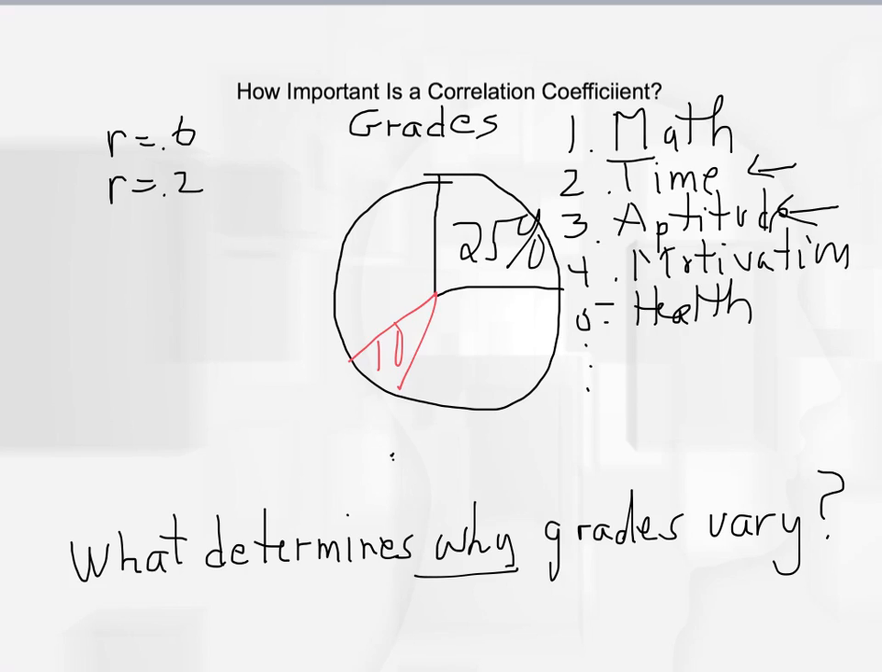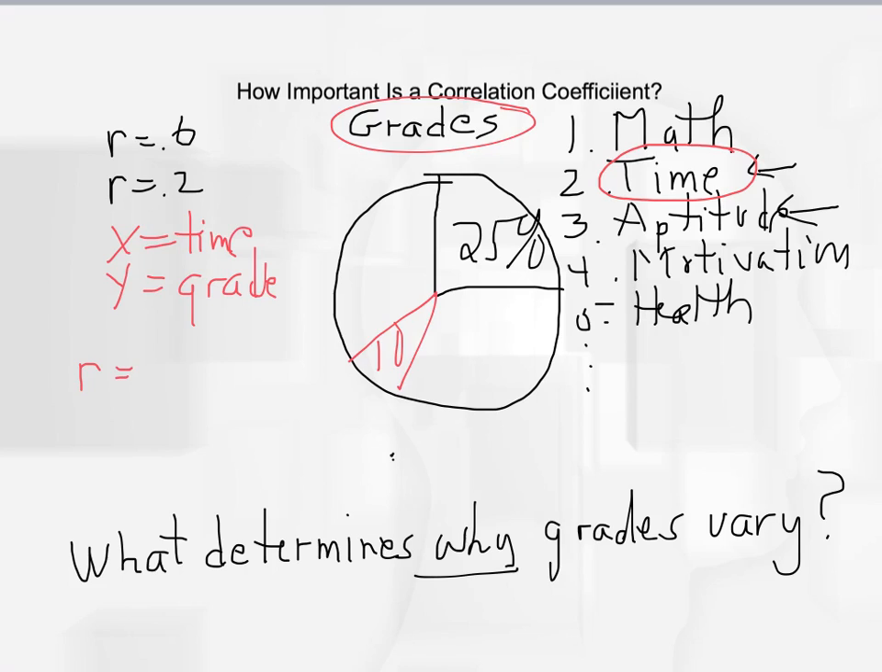Well, if you correlated the amount of time that people put into the class with their grade, x equals the amount of time, and y equals the grade that you got. I've done this in the past. The correlation is about 0.6. The correlation between the amount of time and your grades, and here are the points, and I could draw a line through it, is about 0.6.